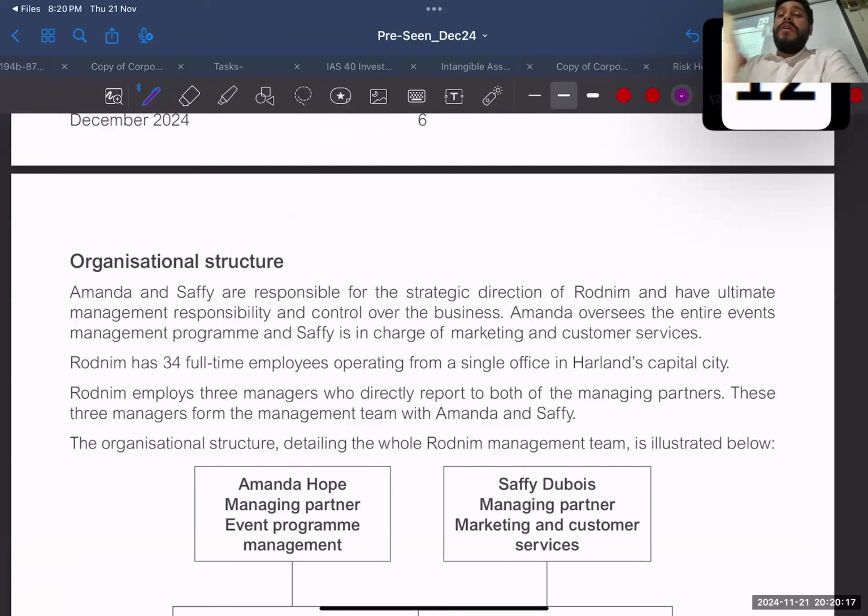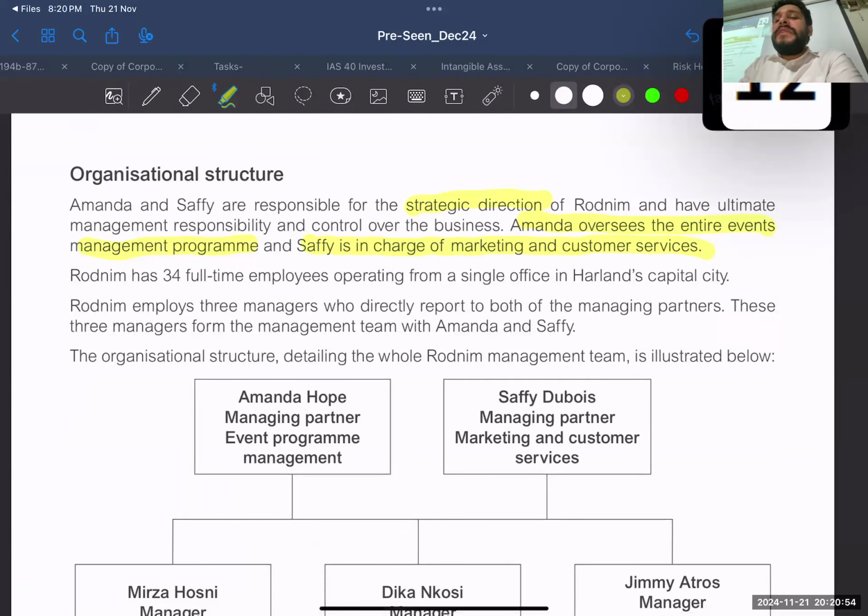Organization structure. A and S are responsible for strategic direction and have ultimate management responsibility and control over the business. A oversees the entire events management program, and S is in charge of marketing and customer services. How many of you have seen the Bollywood movie Band Baja Baraat? Don't you see the same partnership arrangement over here, right?